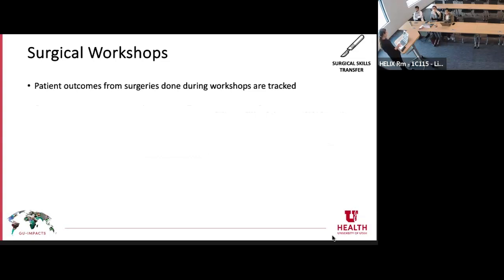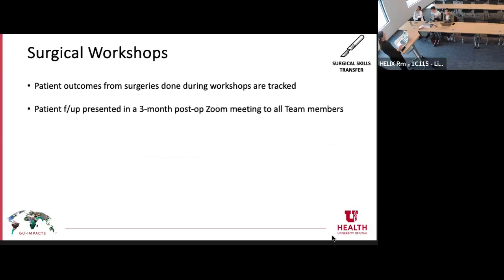Post-operatively, we are tracking outcomes from surgeries that are being done during workshops, and patient follow-up is being presented about 3 months afterwards in Zoom meetings where all team members are present. We have our first one coming up from the November trip in a couple of weeks. Patients with complications that had occurred in relation to a workshop are being prioritized, if necessary and if feasible, for upcoming workshops.